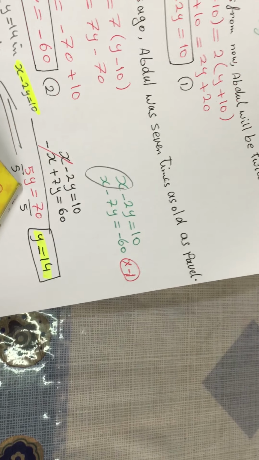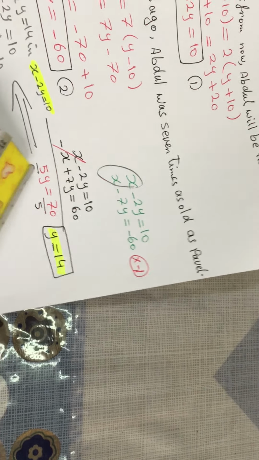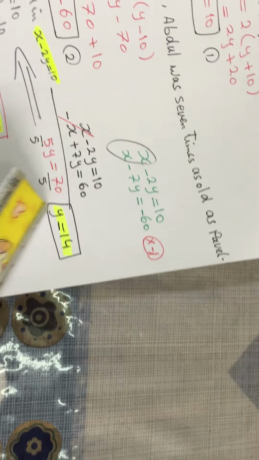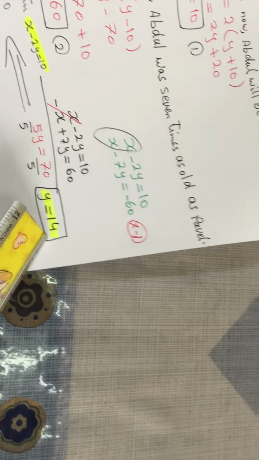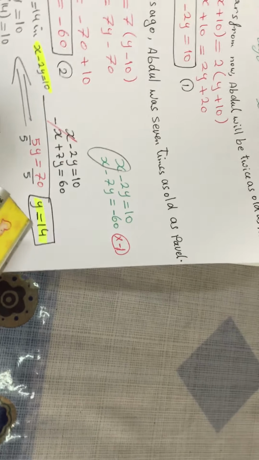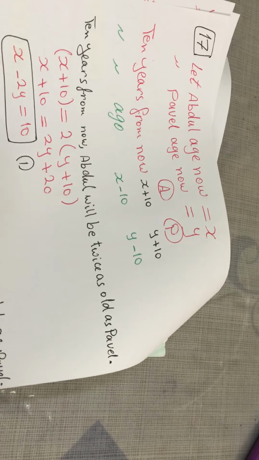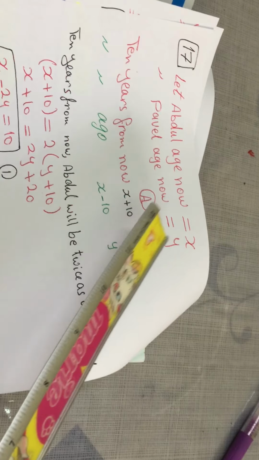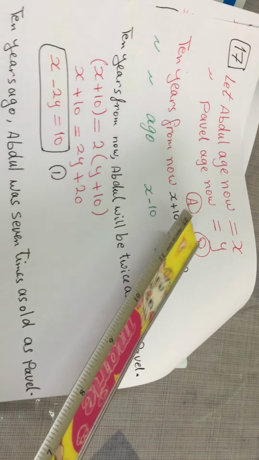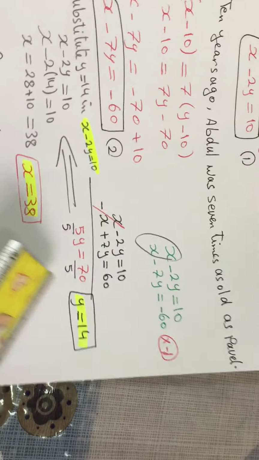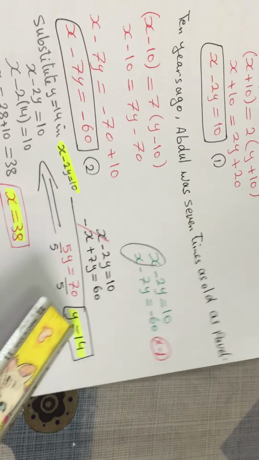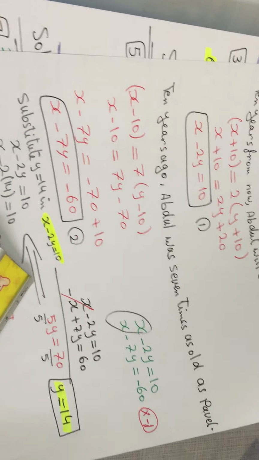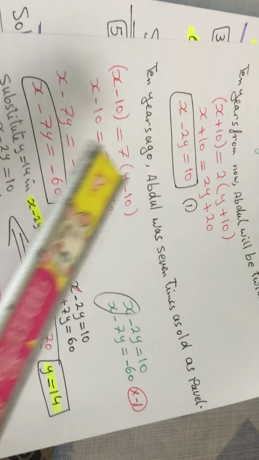Now I have 5y, because I have positive and negative, equal 70. So y equal 14. What's y? Y, I let it from the beginning, the age of Pavel now. So the age of the son now is 14, like this. I take this 14 and substitute in any equation. I substitute here.